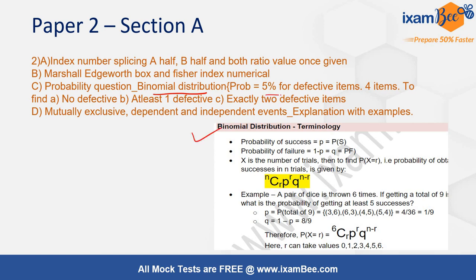5% defective items probability was mentioned, and you had to find the probability of no defective, at least 1 defective, exactly 2 defective items. So we have covered these under various questions. Then you had to explain mutually exclusive, dependent and independent events with examples. Then there was a question on Marshall Edgeworth box and Fisher index. We don't have the exact question, but something on this was asked. And splicing in index numbers. So how do you use splicing?